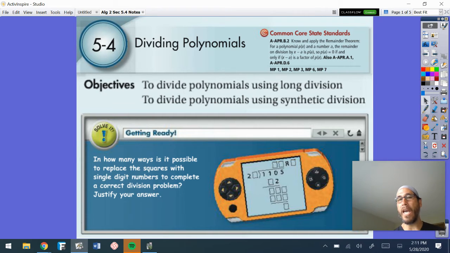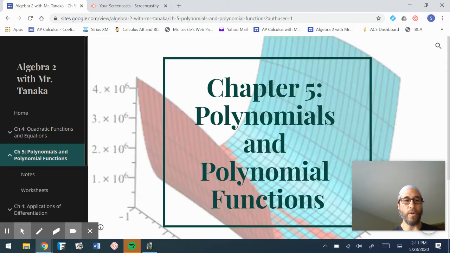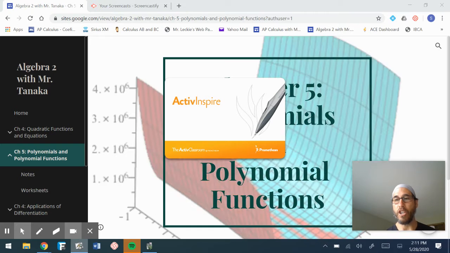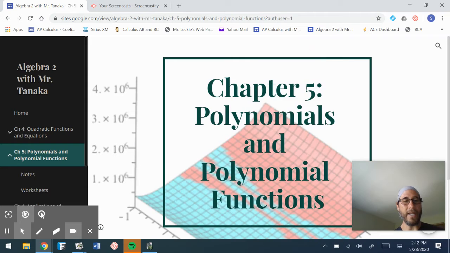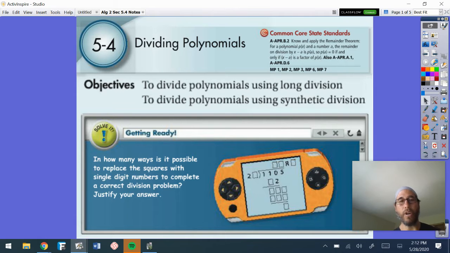Our objectives for this particular lesson, and it looks like I got cut off right there. I got cut out, but I think I got it back good to go now. Our objectives right here are to divide polynomials using two different methods. One long division, the other one synthetic division. Now, synthetic is a quick way to do these, and so yeah, we got the quick way.